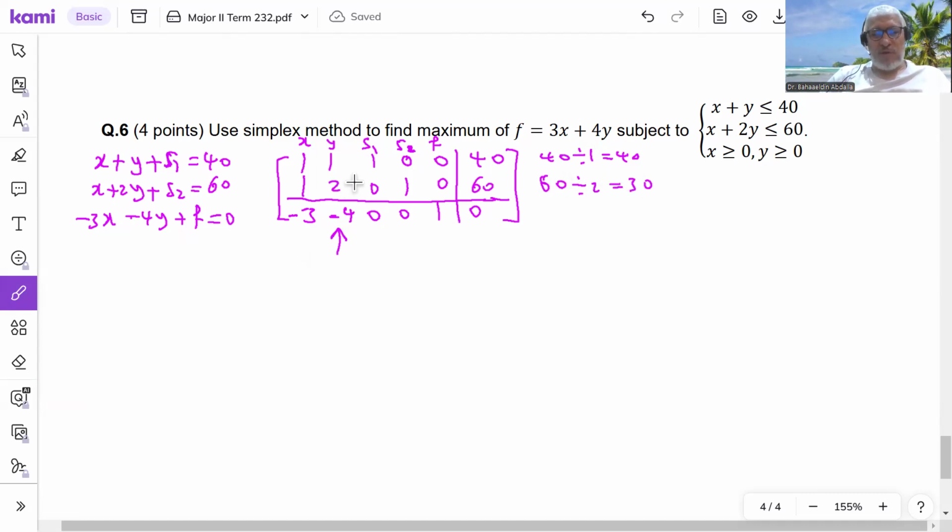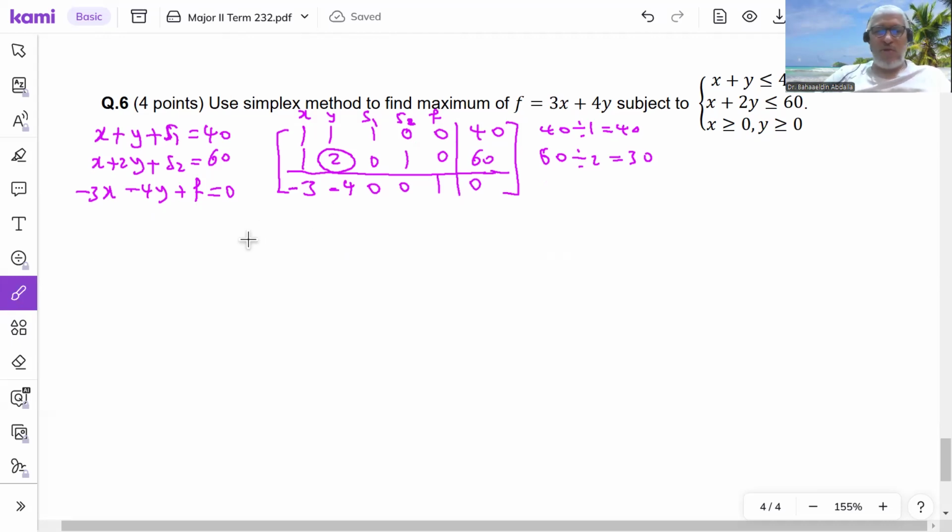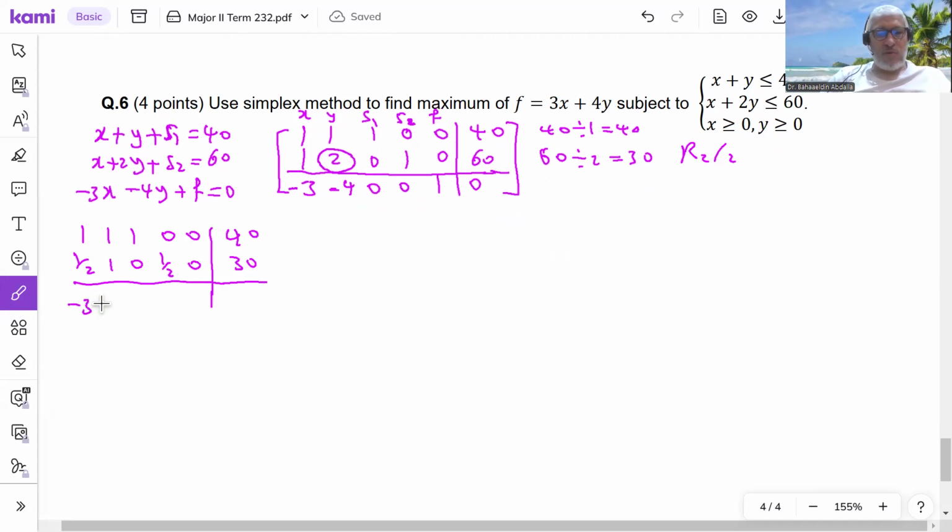30 is smaller than 40. So this is the pivot entry. What should I do with the pivot entry? I should make it 1. So I need to divide row 2 by 2. So I'll have 1, 1, 1, 0, 0, 40, and half, 1, 0, half, 0, 30. So I divided row 2 by 2 to make the pivot entry 1.